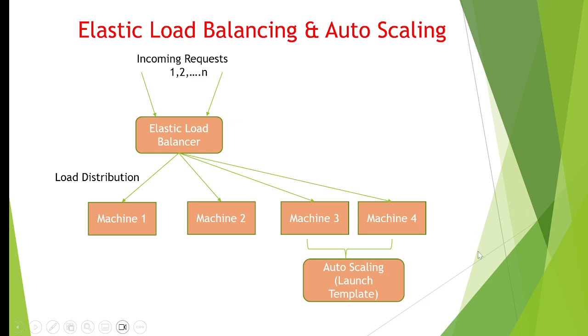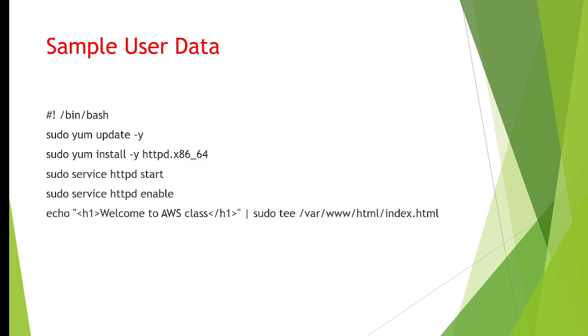Then assume that more than 10,000 requests are coming, so that will be handled by other machines called machine 3 and machine 4. So we are going to launch additional instances through auto scaling. These auto scaling machines are created through the launch template. This is what we are going to do as a practical. This is a sample user data.